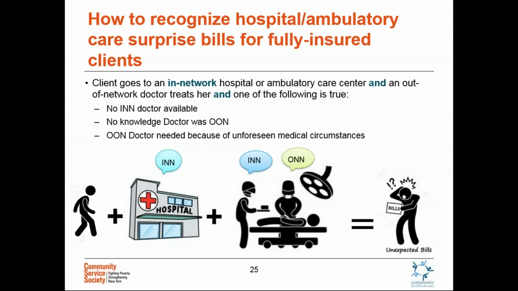So in the first scenario, you have a client who goes to an in-network hospital or ambulatory care center, and an out-of-network doctor treats her, and one of the following is true. There was no in-network doctor available. The client had no knowledge that the doctor was out of network, or an out-of-network doctor was needed because of unforeseen medical circumstances.